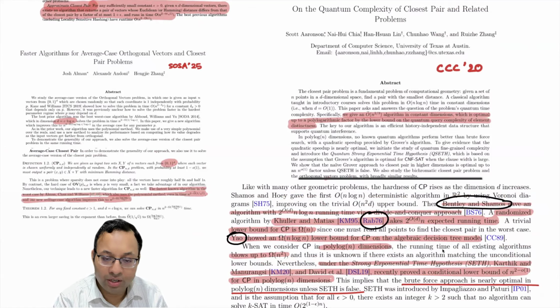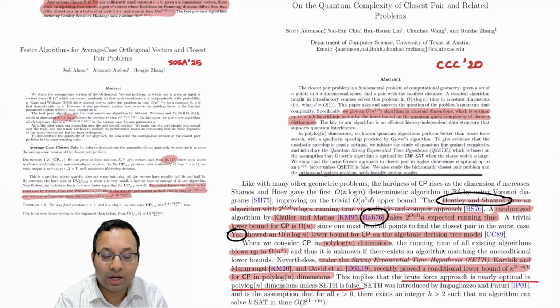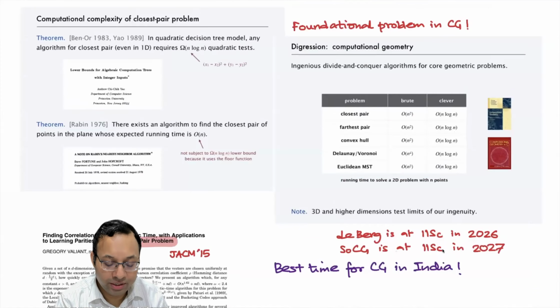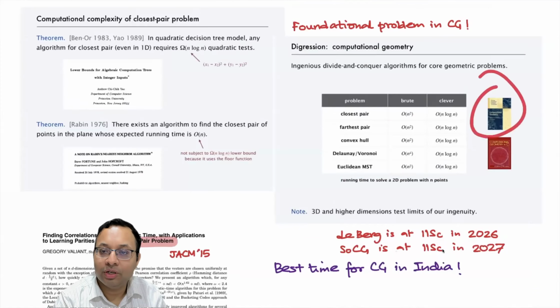And Karthik and Manurangsi, Karthik is one of our frequent visitors at IISc, showed it's kind of tight under the SETH conjecture. And yes, there are several other connections of this problem to many other problems, as I mentioned, nearest neighbor and other problems. And I would also like to mention one more fact, that this area of computational geometry, as I mentioned, is a foundational problem.